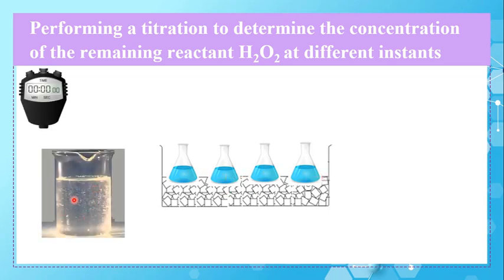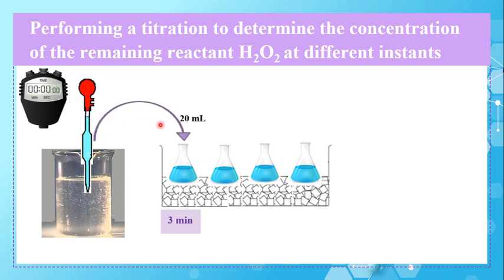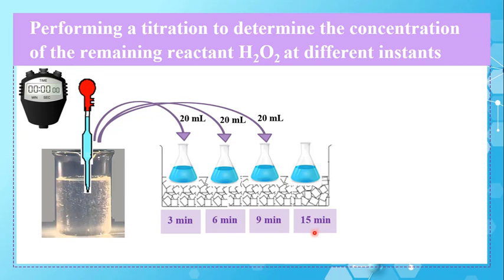This is the solution of H2O2 to which I have added Fe3+ ions, and I start the chronometer. At t equal 3 minutes, I will use a pipette. I will take a specific volume, here it is 20 milliliter, and I pour them in the first Erlenmeyer. Once I pour them, the decomposition reaction of H2O2 in these 20 milliliter will stop. Again, at t equals 6 minutes, I will take, by using the same pipette, another 20 milliliter, and I pour them here. The decomposition of H2O2 in these 20 milliliter will stop also. The same procedure is repeated for t equal 9 minutes and for t equal 15 minutes.